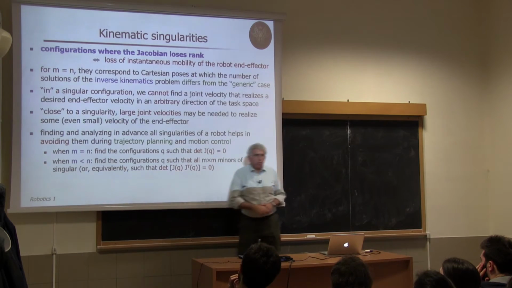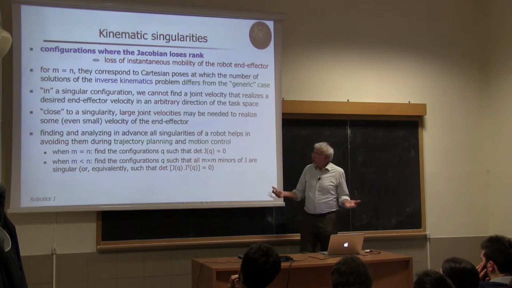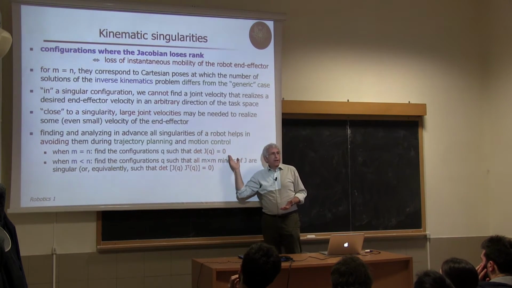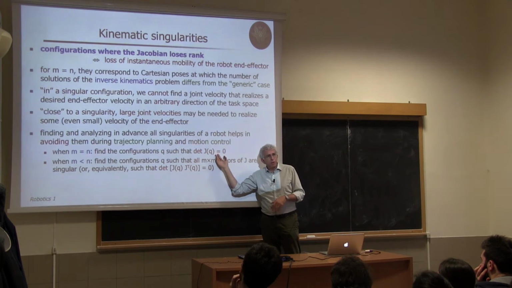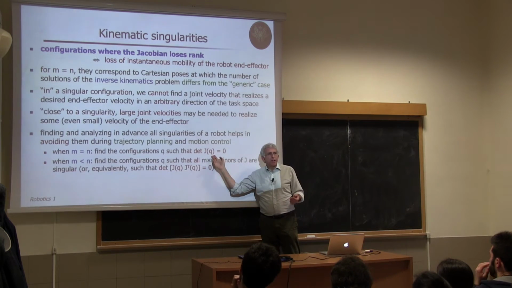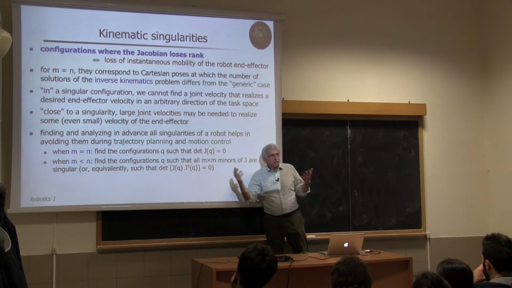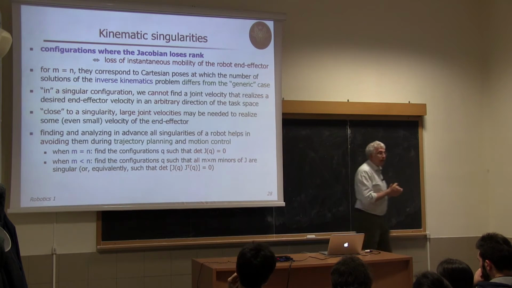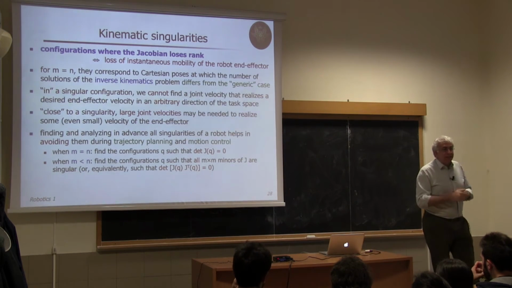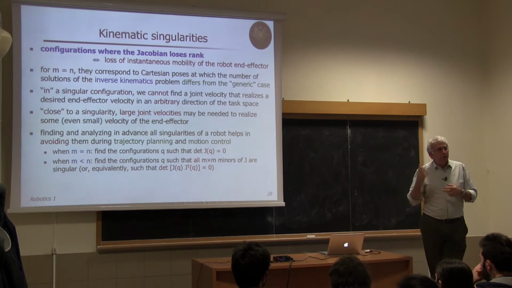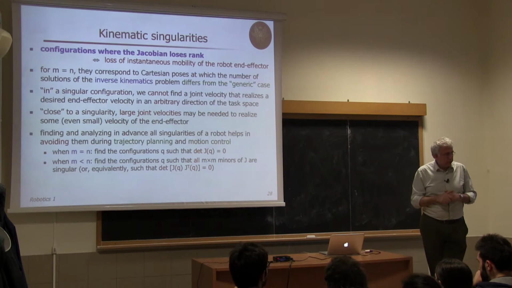Well, when the Jacobian is square, just try to solve this analytical expression. So the Jacobian will be a function of Q, the determinant of the Jacobian will be a scalar function of Q, and we try to solve this nonlinear scalar equation for the Q's that zero the determinant. Okay?